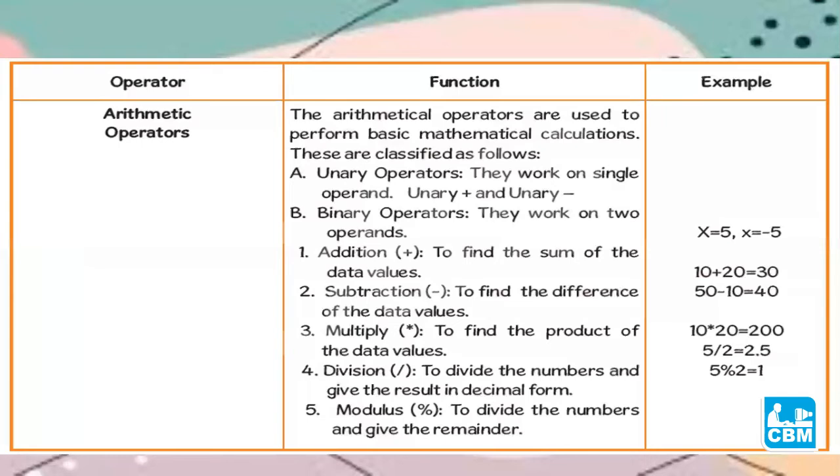These can be classified into unary operators that work on single operands and binary operators that work on two operands. The mathematical calculations that can be performed using these operators are addition, subtraction, multiplication, division, and modulus operation. The modulus operation is nothing but the division of numbers to provide the remainder.